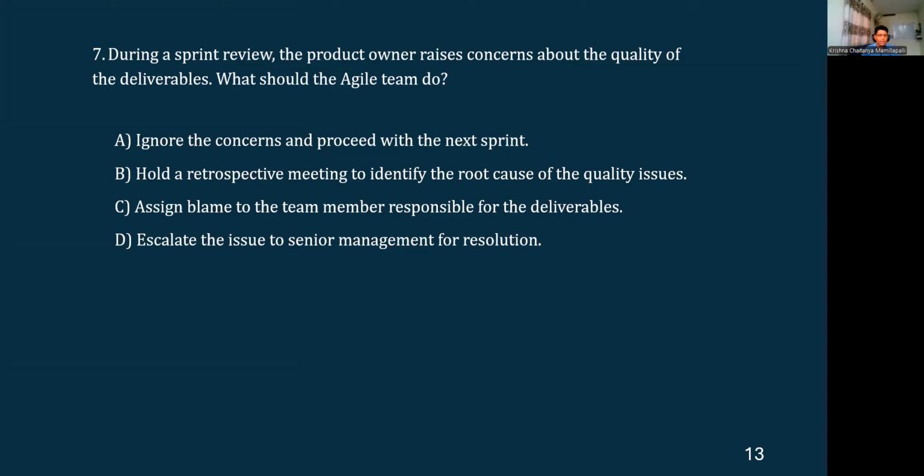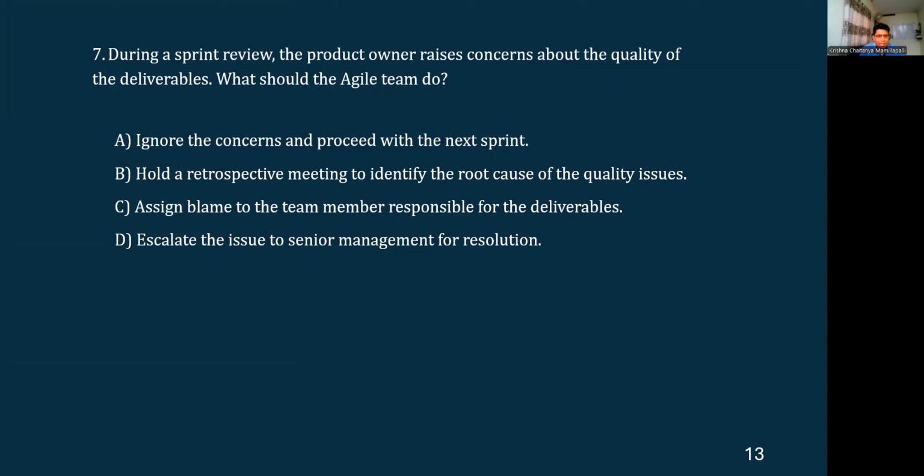Let's see the rest of the options as well. C, assign blame to the team member responsible for the deliverables. Definitely not. When an agile team is working, the basic principle of the agile team is not to blame any individual, but look at any issue or anything that is coming up, as a bug or as an improvement, from a team's perspective, as a team together, and a team member should never be blamed for any of the deliverables. So this is also not an appropriate answer.